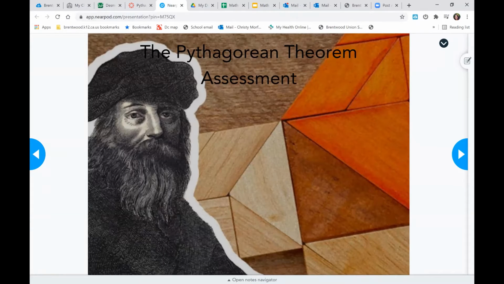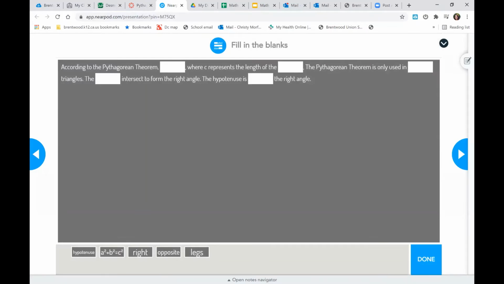Okay, from there, there's a blue kind of half circle with an arrow in it. You guys should be familiar with using Nearpod. We use it in advisory, and I know a lot of other teachers use it every day in their lessons. So go ahead and click that, and it'll take you to the first slide. This is the portion that I will be doing for you to help you with your assessment.